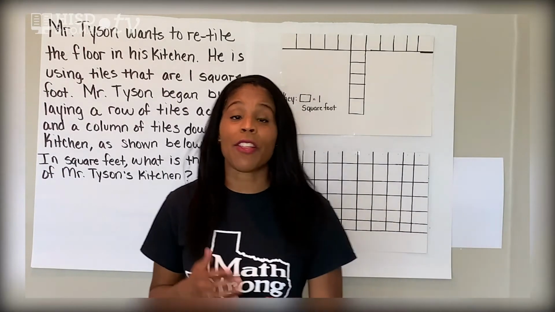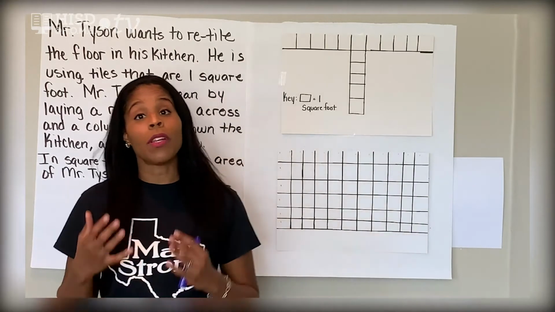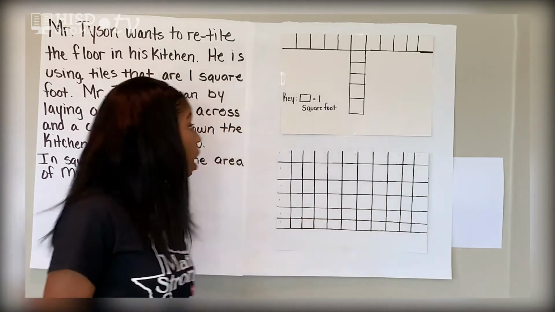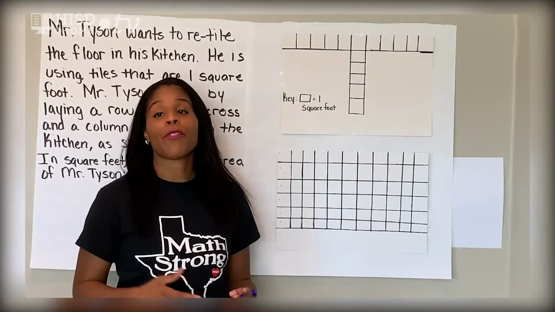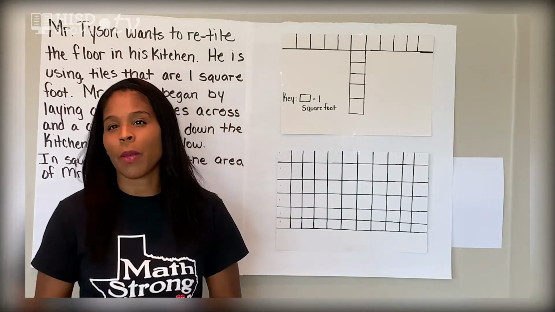Alrighty, now we did our 3-read strategy. We've also reviewed the things that we know, what we're looking for, and the things that we don't know. So now we're going to take all of that, and now we're going to solve for Mr. Tyson's floor. But before we do that, I want to review something really quick.